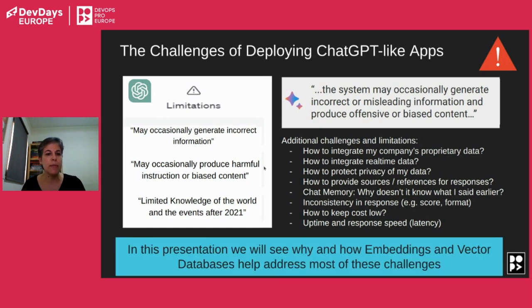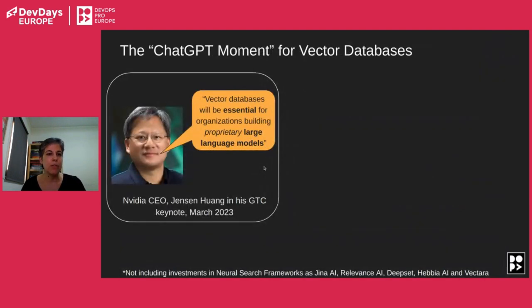In this presentation, we will see how embeddings and vector databases that store those embeddings help address most of these challenges, not all of them, but a lot of them. And so the first thing that a vector database helps with is creating a proprietary ChatGPT, a proprietary large language model.